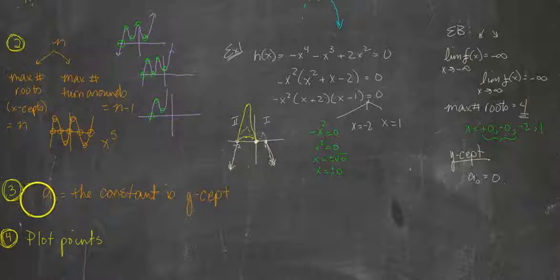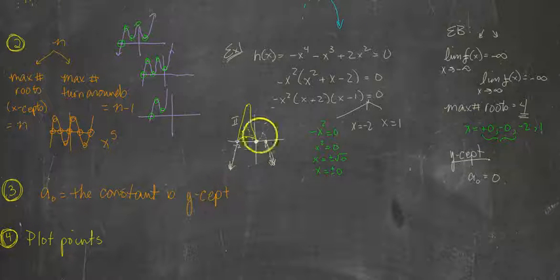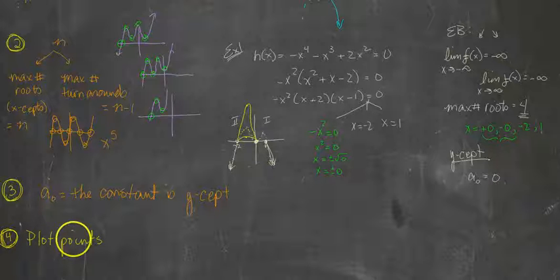You also can find the y-intercept wherever that is because it is the constant or the a sub o in your function, and then worst case scenario you have to plot some points to see what's going on in any particular region.